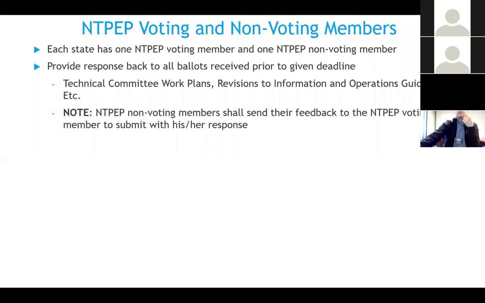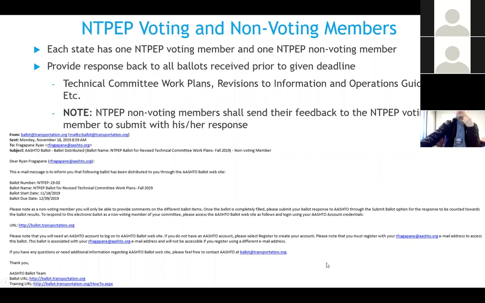If a technical committee needs to make a revision to the work plan, they're free to do so any of the 365 days of the year. We don't send any of these documents out on a set date or a set part of the year. It's throughout the entire year. The NTPEP non-voting members can provide feedback, but they can't provide a vote. So I highly encourage these non-voting members to send the information you want included in your ballot to the voting member of your state. That way your feedback as well as the voting member's feedback can be included within the ballot result itself.